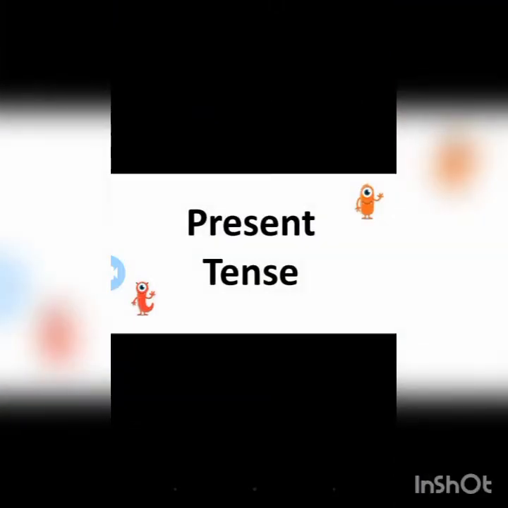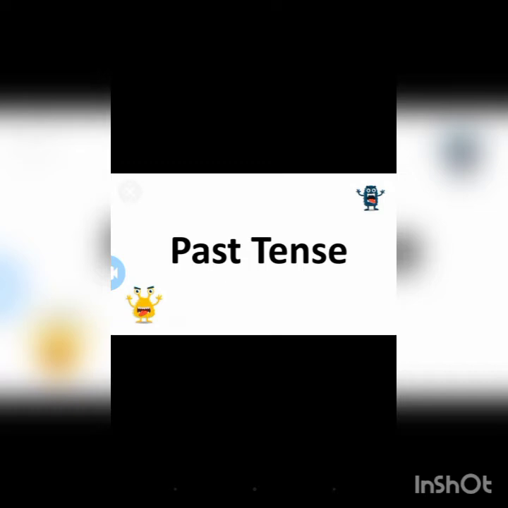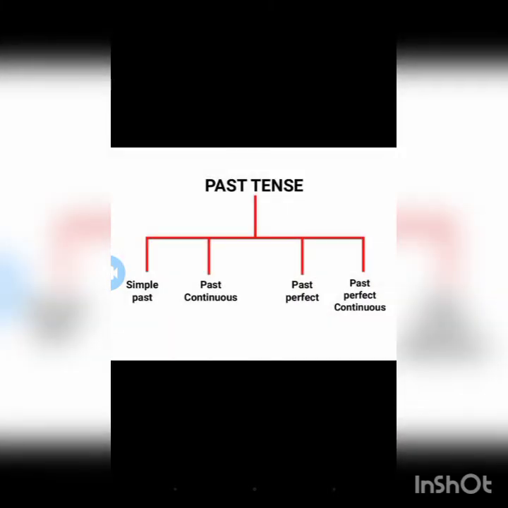In tense, we have studied present tense and its types. In the last class, we started past tense and saw the first two types. Past tense has simple past, past continuous, past perfect and past perfect continuous. We completed simple past and past continuous. In today's class we are going to see the remaining two types, past perfect and past perfect continuous, and also future tense and its types.